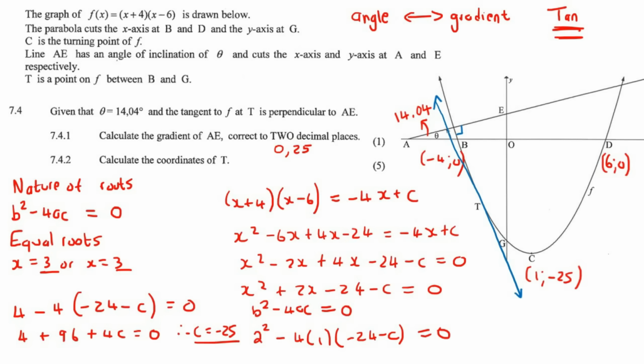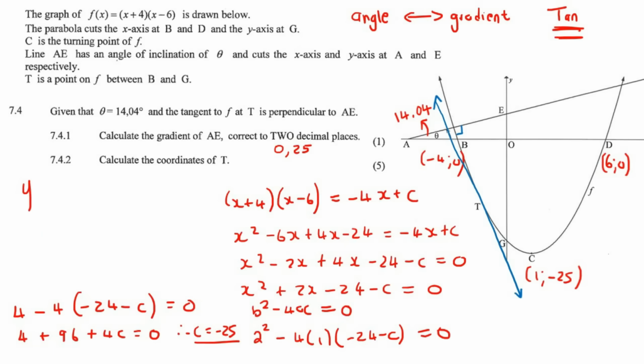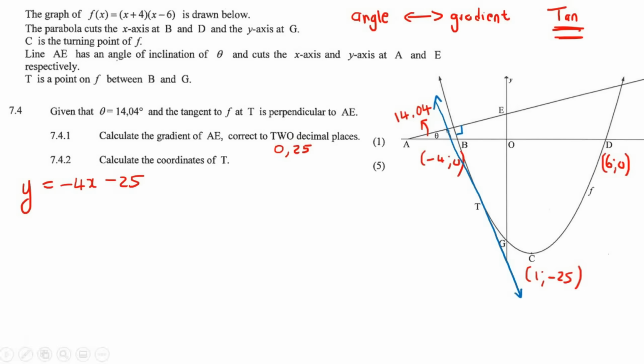So this isn't the answer, but we're close now. So now we can say that the tangent is y equals minus 4x minus 25. Now that we know that, we can just make the two equations equal, and it will tell us exactly where the two graphs cut. So we can make the parabola and the tangent equal to each other now, because now we have the tangent equation. We didn't have the tangent equation earlier because we didn't have its c value.